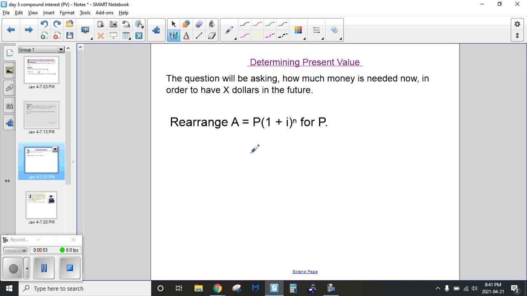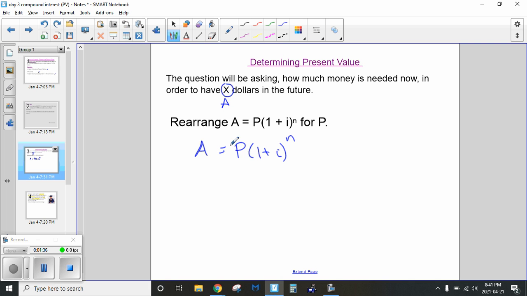Okay, so these questions are going to be asking how much money is needed now in order to have X dollars in the future or some amount in the future. Really, this could say A dollars in the future. But that means the goal for these questions is going to be solving for P. That's not what the compound interest equation is set up for. This has A, like the final amount by itself. So if we're trying to solve for P, we're going to have to do a little bit of rearranging. All right, so I'm going to set that up. It's a really quick bit of algebra to isolate the variable properly.